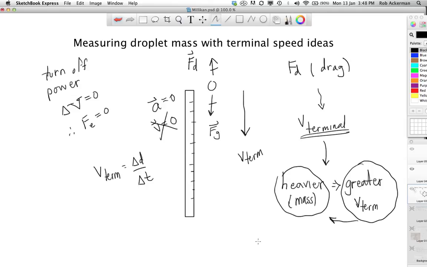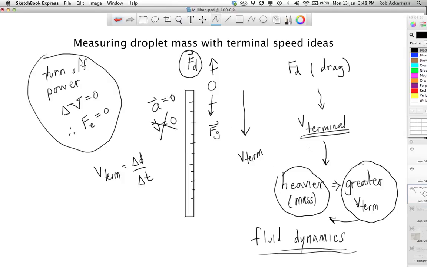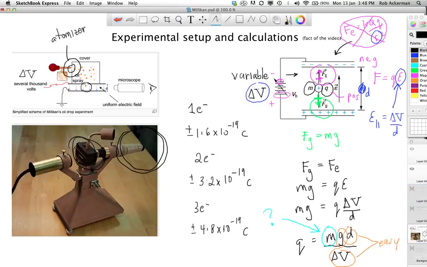This is a branch of physics called fluid dynamics, where you have to ask yourself, how does the density of the air and the speed of the falling oil droplet and the viscosity of the air and so on and so forth affect the drag force? Well, there is a formula. It's a kind of a messy formula, but it is interesting to look at. You might wish to look this up after this video. However, let's suffice it to say that the greater the terminal speed, the heavier the mass. It's done in this way. And now we know how to get this number in here.